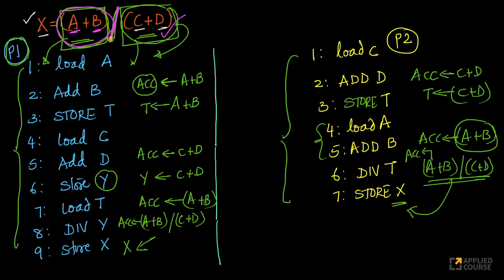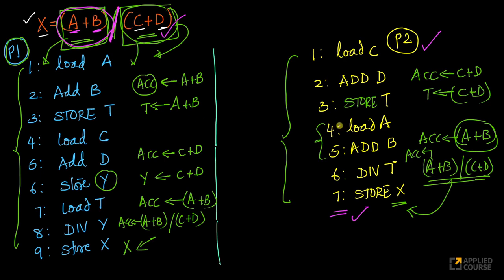Because this is a division operation, my first operand is already in the accumulator, so I don't have to store it and get it back. What we have reduced here is storing A plus B and reading A plus B. Those two operations are completely eliminated. That's why I'm able to solve this problem with just 7 instructions. So program 2 and program 1 do the same thing, but program 2 is a more efficient way of evaluating the same expression, using fewer instructions.